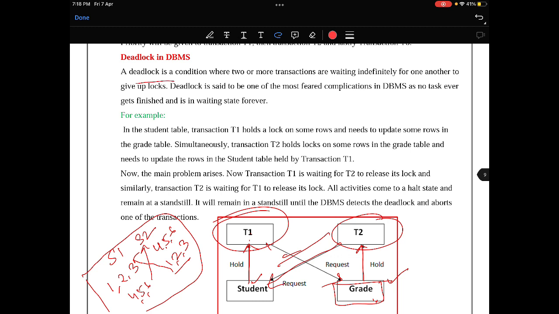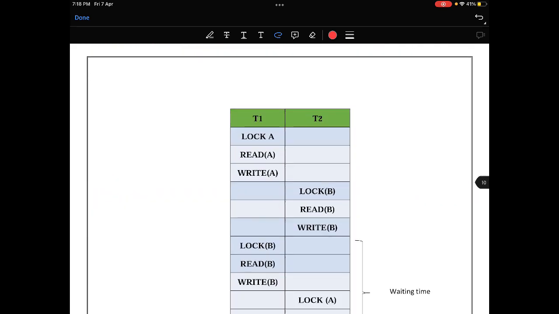Deadlock is a condition where two transactions are waiting indefinitely for one another to give up locks. Because when the transactions are in process, they lock the resource. The resource will be locked and it will be waiting for another resource which is held by transaction T2, and T2 is waiting for a resource which is held by T1. So this is the condition of deadlock.